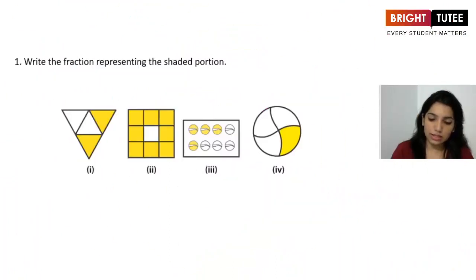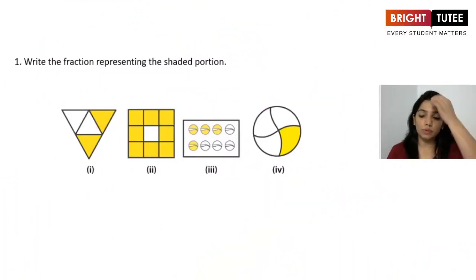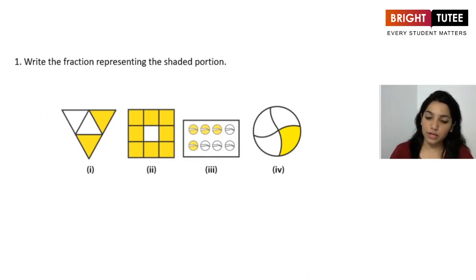Now let us try some questions with what we have learned about writing a particular fraction. So here it says write the fraction representing the shaded portion. We have to write the shaded portion. Okay. So in the first one, how many parts do you see? 1, 2, 3 and 4. Is that right? Out of these 4 parts, how many do you see shaded? 2. So 2 over 4 is the fraction.